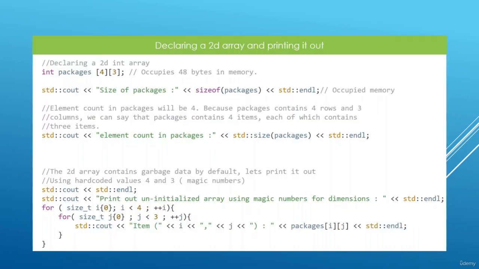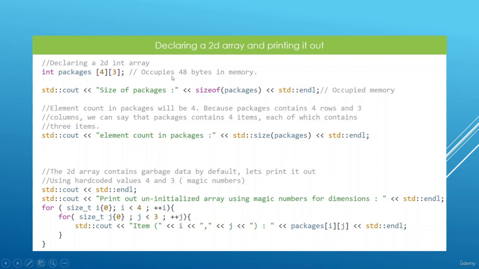Okay, here is how you can declare a 2-dimensional array. You say int packages. The array is going to be called packages. It's going to store integer types. And it's going to have 2 dimensions. One dimension is going to have a size of 4, so we're going to have 4 things in there. And the other dimension is going to have a size of 3. We're going to have 3 things in there.